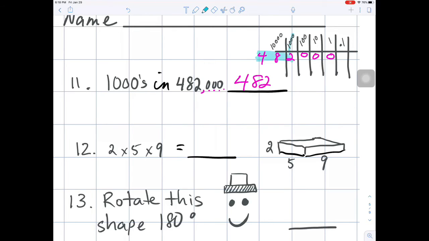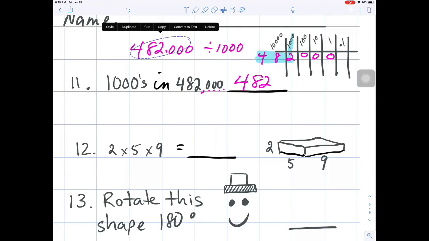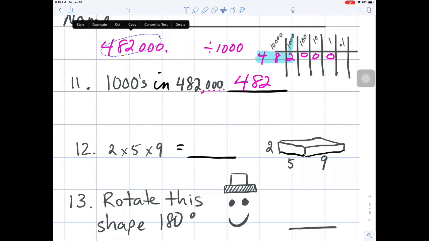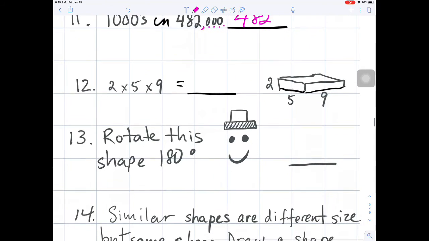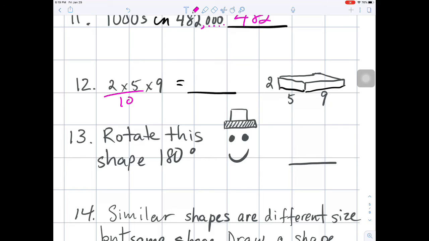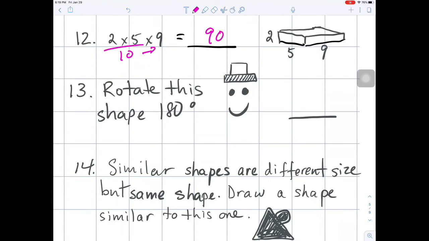Okay, how many thousands? I have 482,000. Or I can go 482,000 divided by 1,000. And I know when I divide by 1,000, let me put the little decimal there. So I'm dividing by 1,000, 1, 2, 3 places smaller. 2 times 5 times 9. 2 times 5 is 10, times 9 is 90.